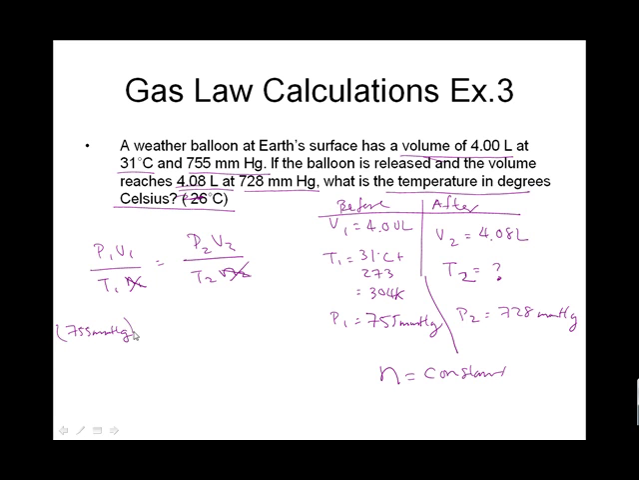So my P1 is 755 millimeters of Hg times volume 1, which is 4.00 liters, over T1, which is 304 K, is equal to pressure 2, 728 millimeters of Hg, times volume 2, which is 4.08 liters, over T2, which is what I'm looking for. And the temperature comes out to be.